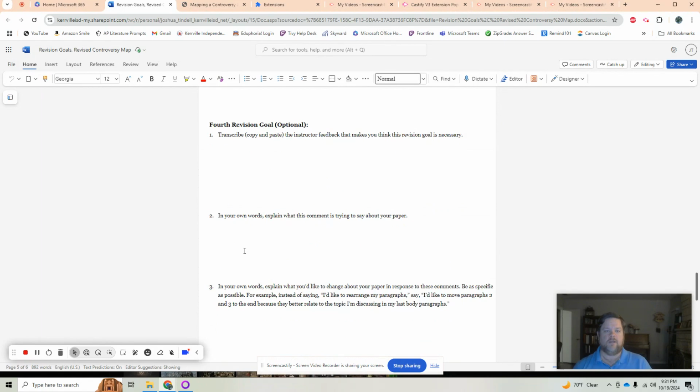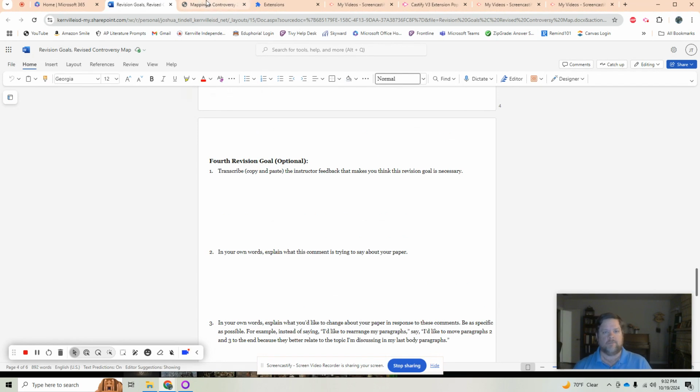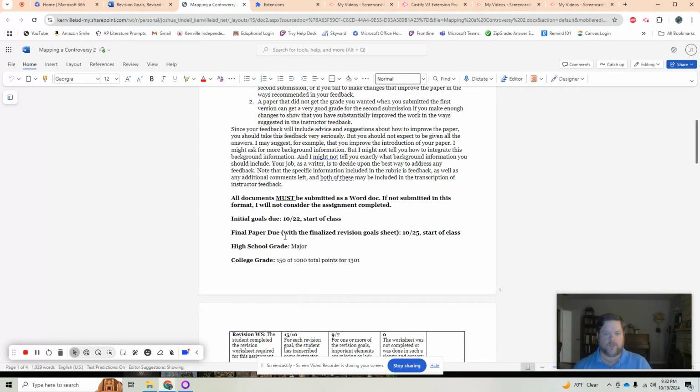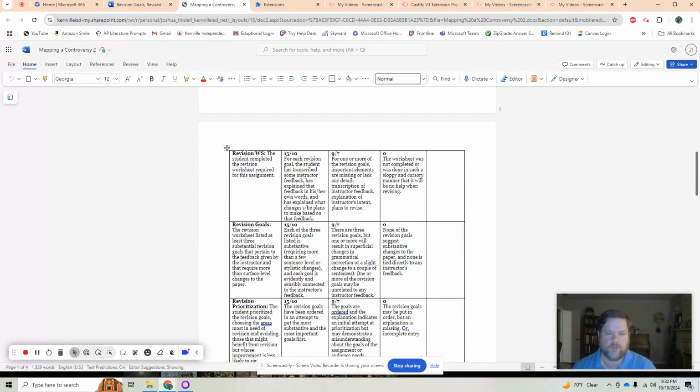That being said, if there are more things to fix on your paper, it's probably a good idea to put those down. As we'll see in the rubric, there's a couple things that do apply to any additional goals and the overall improvement of the paper. So let's go back to the assignment now, and we will look at this rubric. Okay, so here we go.